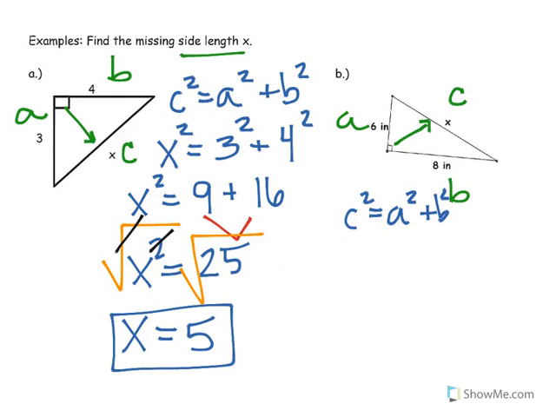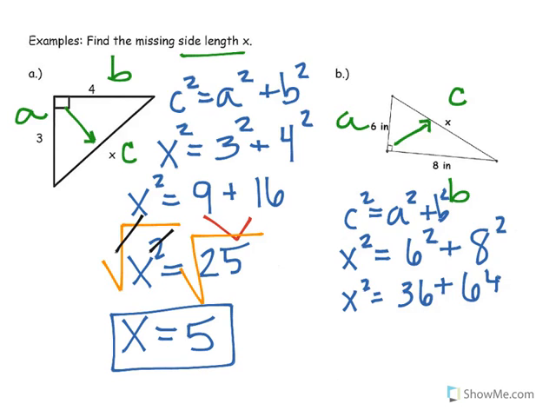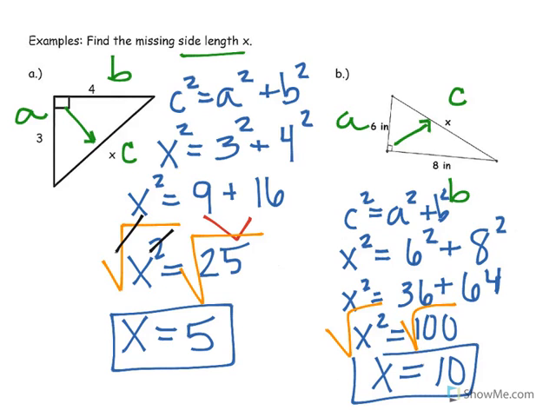And let's plug these in. X squared equals A is 6, so that's 6 squared, plus B is 8, that's 8 squared. Exponents come first, so that's going to become 6 squared is 36, 8 squared is 64. When you add those together, I think we get 100. 64 plus 36. And then remember, at this step, to undo a square, we can take the square root, and I get that x equals 10, and there's my answer.